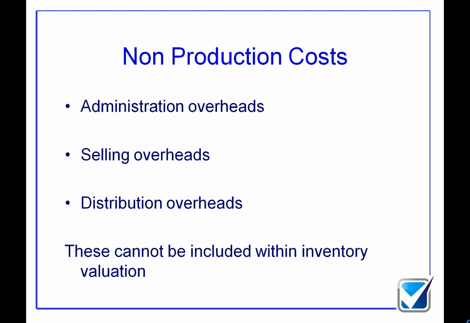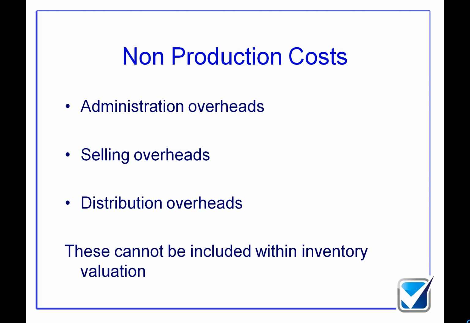What this now means is we have to consider inventory valuation. From an inventory valuation perspective, within any type of finished inventory and also work in progress, you need to include all direct and indirect production costs. You cannot include non-production costs.